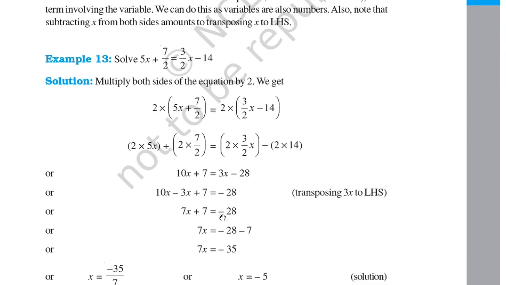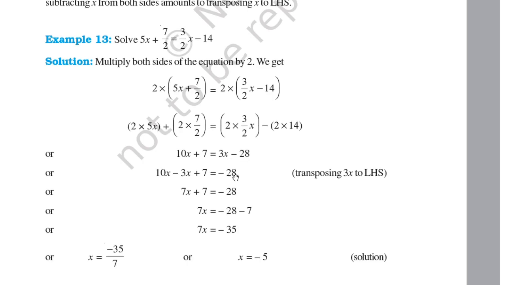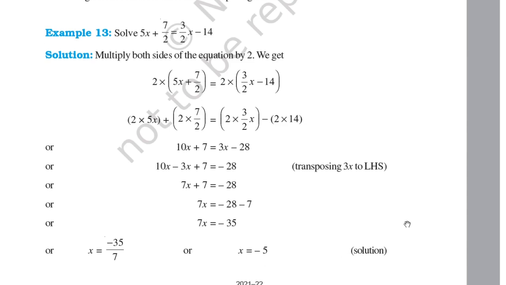So we are transposing x here, 3x in the LHS. So you get 7x, and in the next step you transpose the 7 to the RHS. So you get 7x is equal to minus 35. So we will divide 7 on both sides to cancel this x. So it becomes minus 35 upon 7, that will be minus 5. So this is the solution.